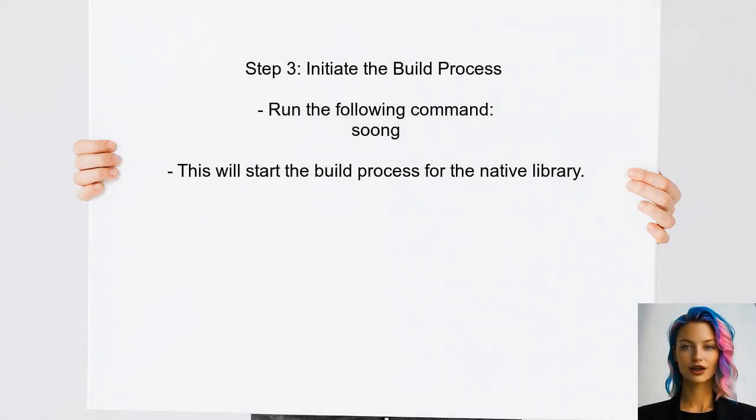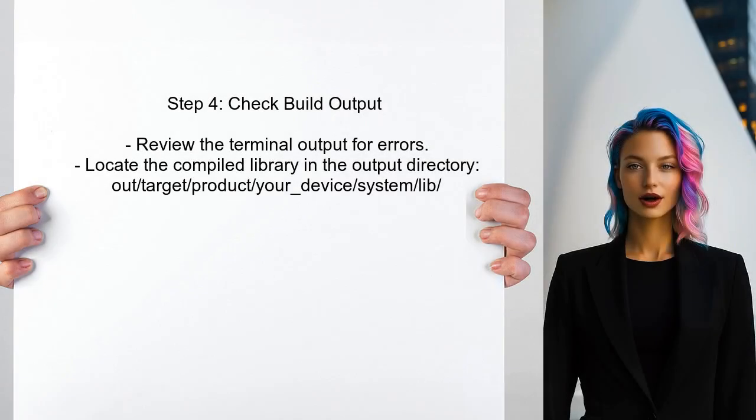Now, the user can initiate the build process. This is done by using the Soong command, which is part of the Android build system. The user should run the command to start the build. Once the build is complete, the user should check for any errors in the output. If the build is successful, the compiled library will be located in the output directory specified in the build configuration.